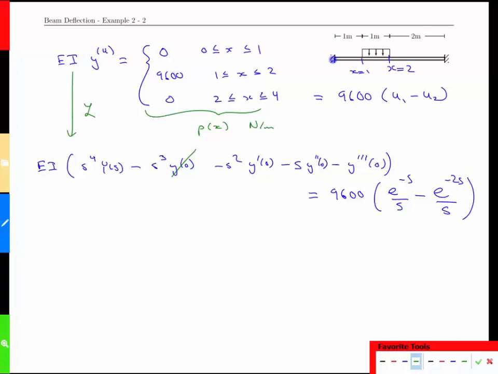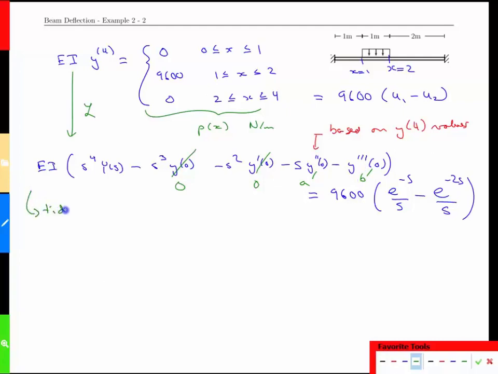Now we have some initial conditions that are provided. Again, the slope and the value of y at the left-hand end are both 0. These values here are a little more complicated. They're going to be based on y of 4 values, but we don't know those yet. And what we need for our equation right now is y of 0. So what we're going to do is call this a, call this b, and we'll solve for them later.